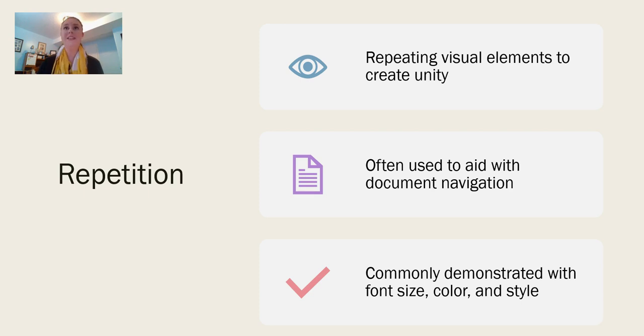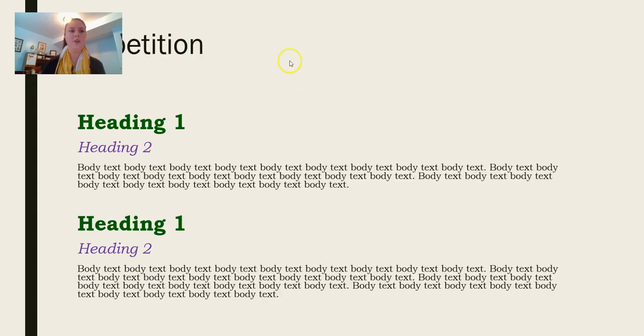So, what is important, what is not as important. Now, when we think about repetition, it is most commonly represented or demonstrated with font size, color, and style. So let's look at an example to put this into a more clear context.